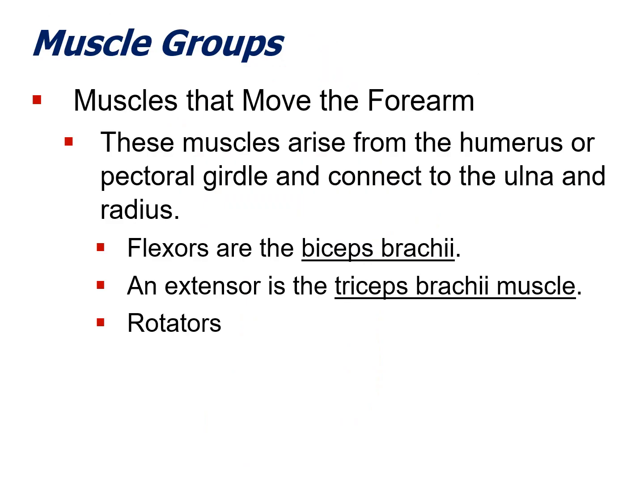Okay, these are some familiar muscles because I was using them as examples, but muscles that move the forearm, right? And this is where your ulna and your radius are. And these muscles arise from the humerus and then insert on or connect to the ulna and the radius. So we have flexors. Our main flexor is the biceps brachii, and the extensor is the triceps brachii as well. Just like I talked about earlier. So biceps flex, right? Triceps extend.